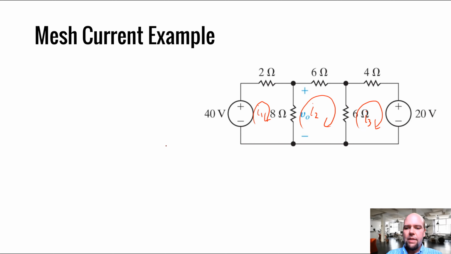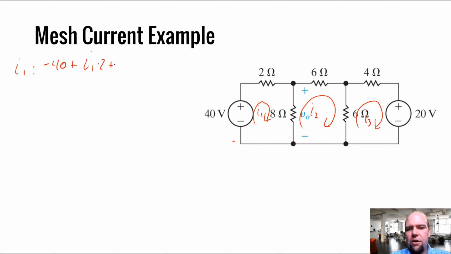Okay, so let's do this one. Let's go around mesh I1. Starting here, I always start bottom left corner. Not sure why, it doesn't have to be that way. We go up 40 volts, that's a voltage drop of negative 40. Now going left to right across that 2 ohm, it's going to be I1 times 2.